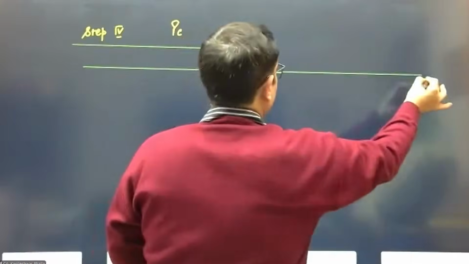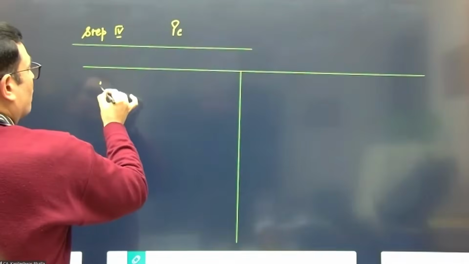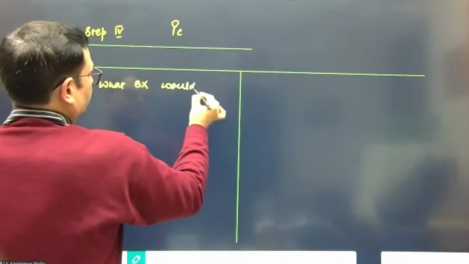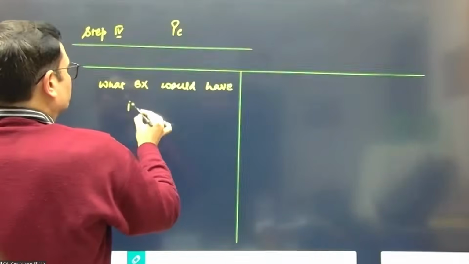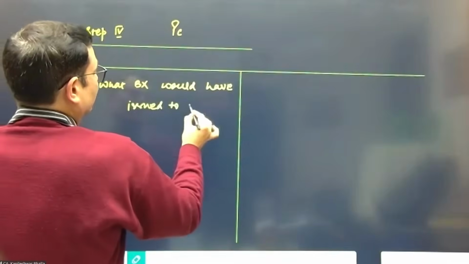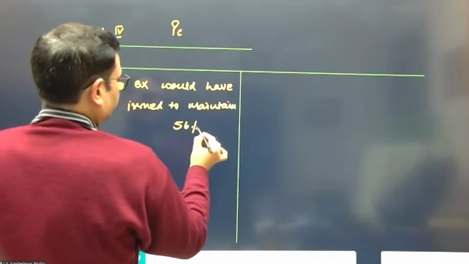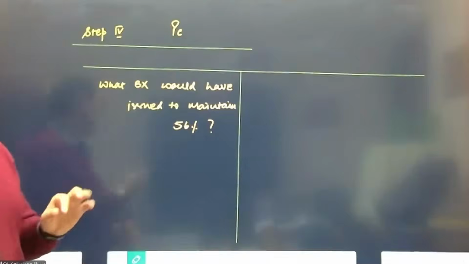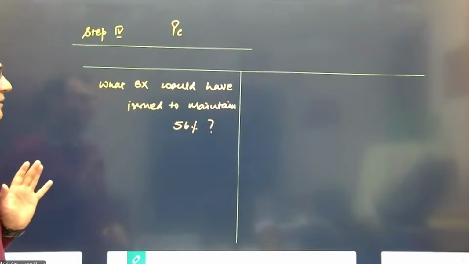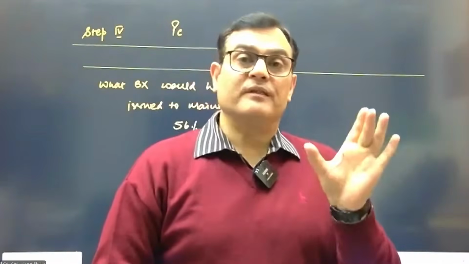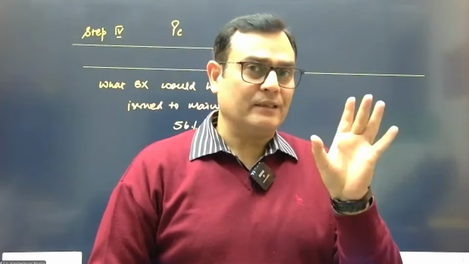So let's get some insights from your side. I'll take this PC divided in two parts. First, let's consider what BX would have issued to maintain 56%. So we need to calculate what BX would have issued to maintain 56%. Now what we need to do is calculate the number of shares which BX would have given to the shareholders of AX to maintain this percentage.